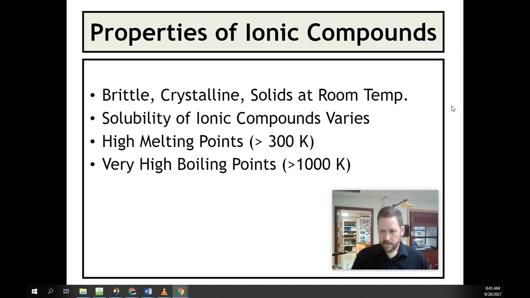So pausing there for a minute would be a good idea to make sure we understand those concepts. But there are some other properties of ionic compounds we should discuss while we're talking about ionic bonds. Typically, because it's a network structure, ionic compounds will have very high melting points, high boiling points. They'll be brittle, and they are crystalline.